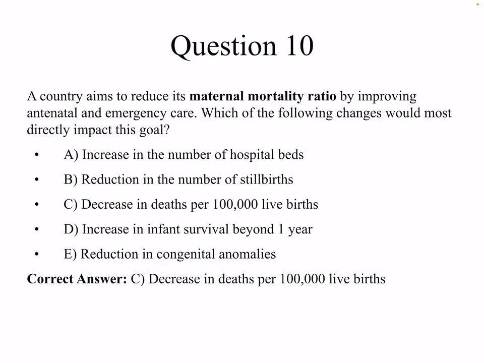Last question. A country aims to reduce its maternal mortality ratio by improving antenatal and emergency care. Which of the following changes would most directly impact this goal? A. Increase in the number of hospital beds. B. Reduction in the number of stillbirths. C. Decrease in deaths per 100,000 live births. D. Increase in infant survival beyond 1 year. E. Reduction in congenital anomalies. Correct answer is C. Decrease in deaths per 100,000 live births.